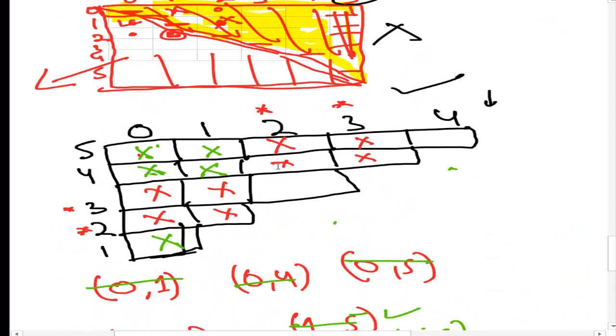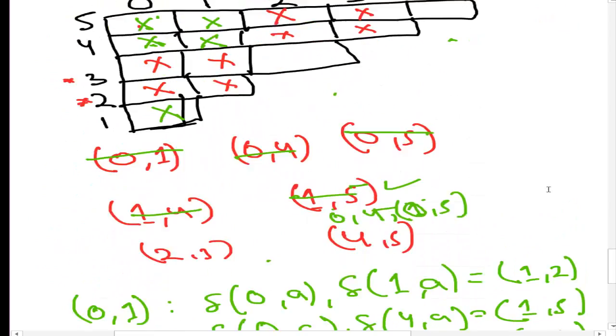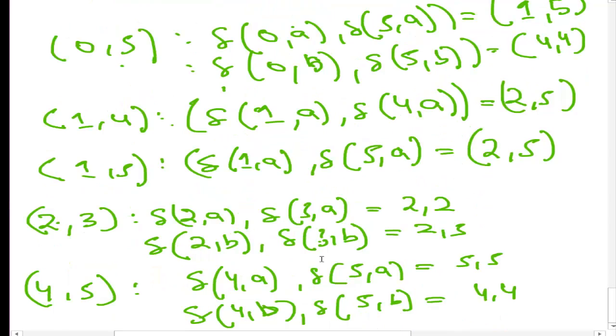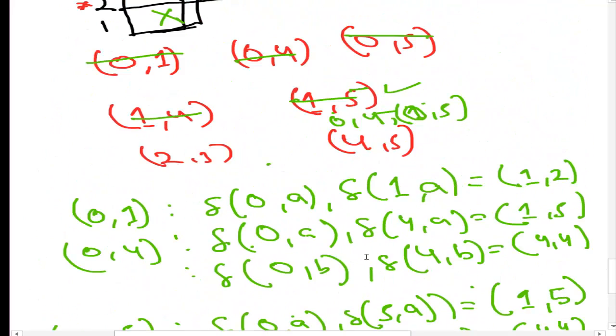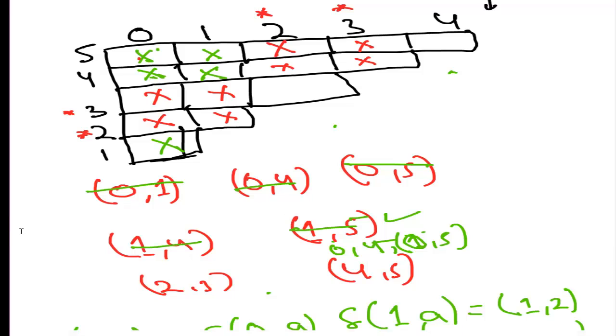And we see that 2 cells are not marked, so we can't say they are distinguishable. If we can't say they are distinguishable, they are indistinguishable, or in other words, they are equivalent. So we can merge these states together, 4 with the 5. So 4 is equivalent to 5 and 2 is equivalent to 3.